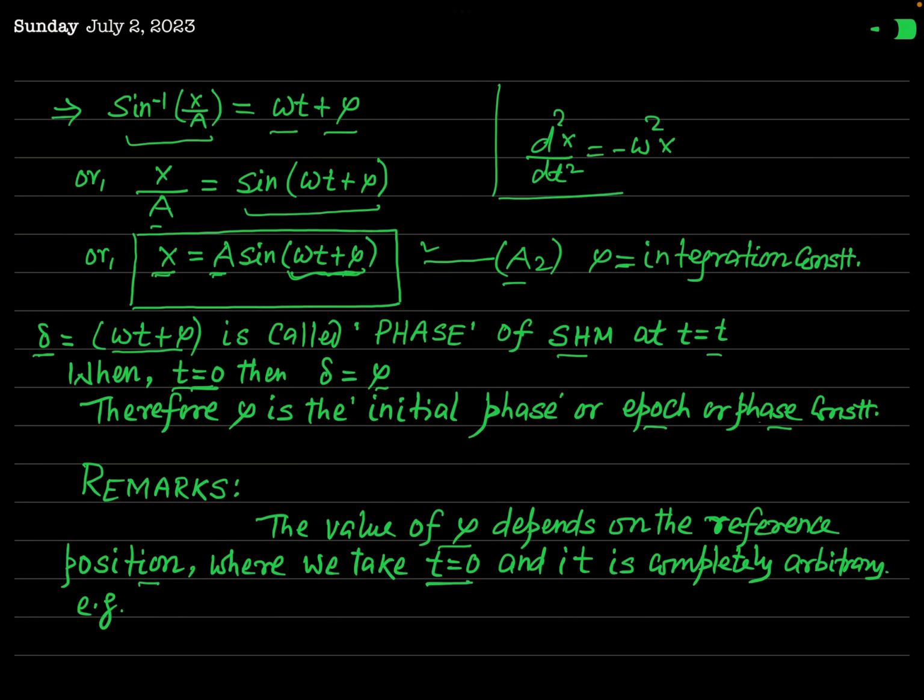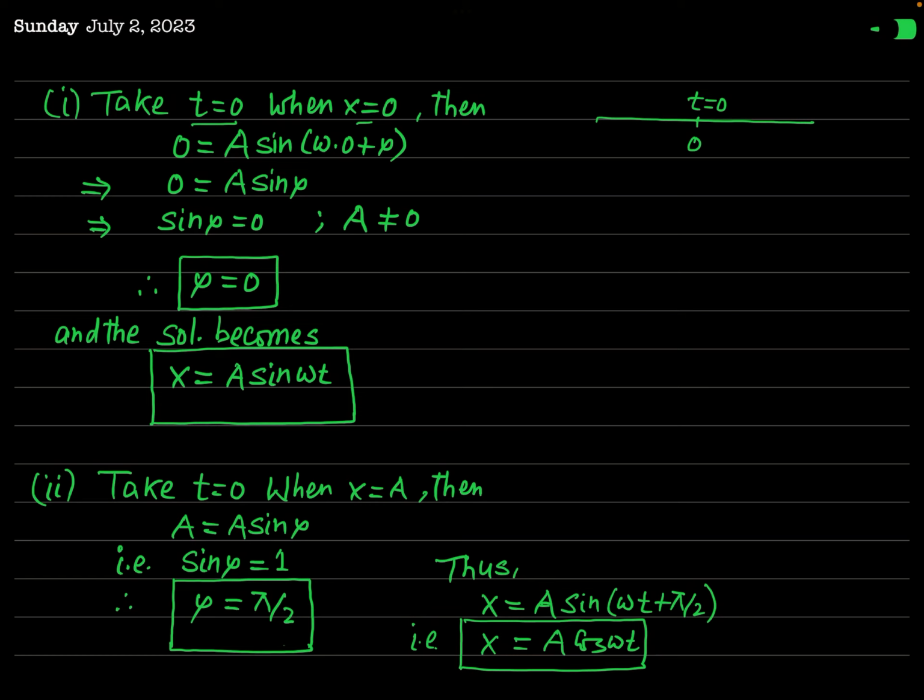For this, we will substitute x equal to 0 and t equal to 0 in equation A2. Our result will be 0 equal to a sin(ω times 0 plus φ). So 0 equal to a sin φ, but as you know, a is not 0 because this is the amplitude of simple harmonic motion, or the maximum value of displacement. So definitely sin φ will be equal to 0, and if sin φ is 0, that means φ equal to 0.